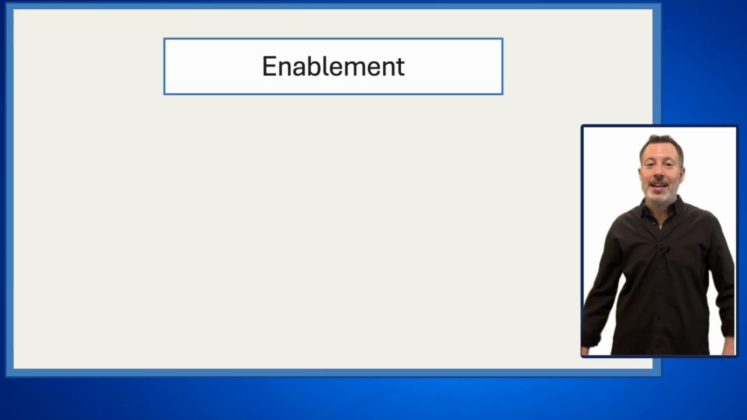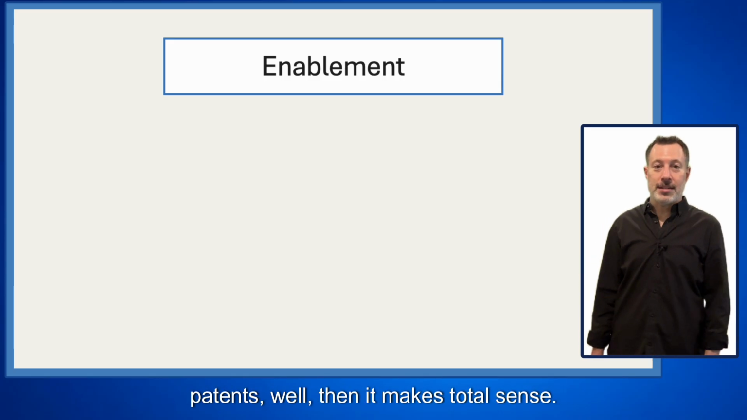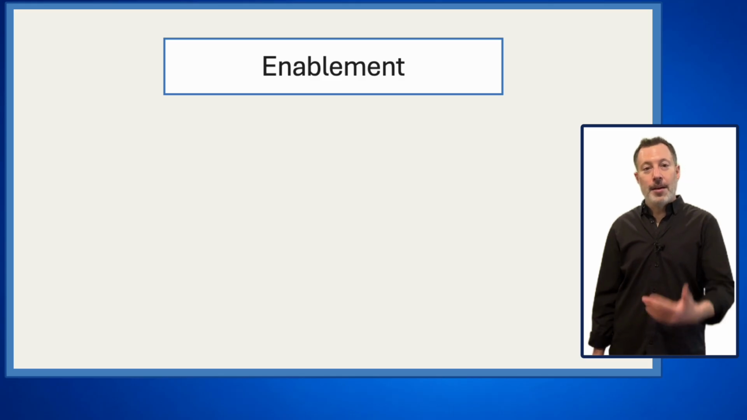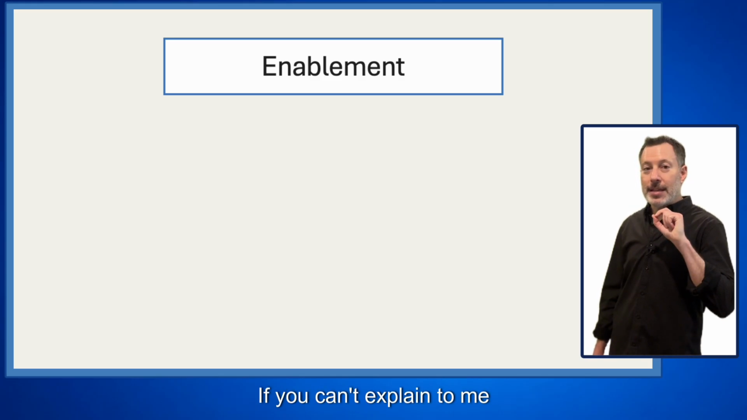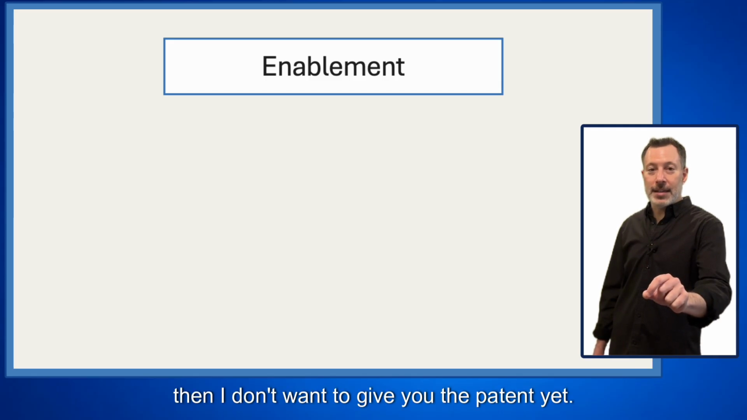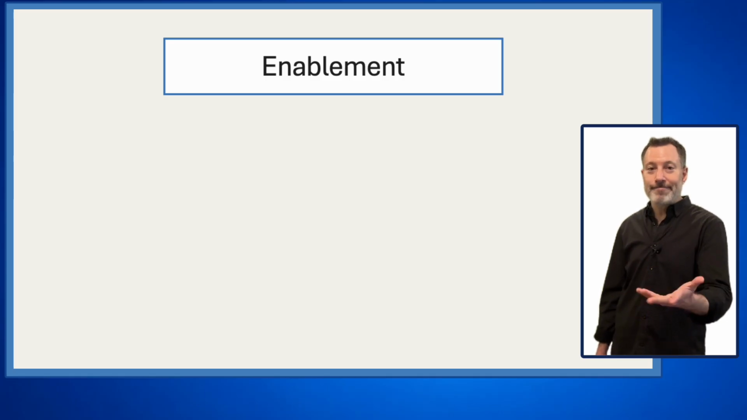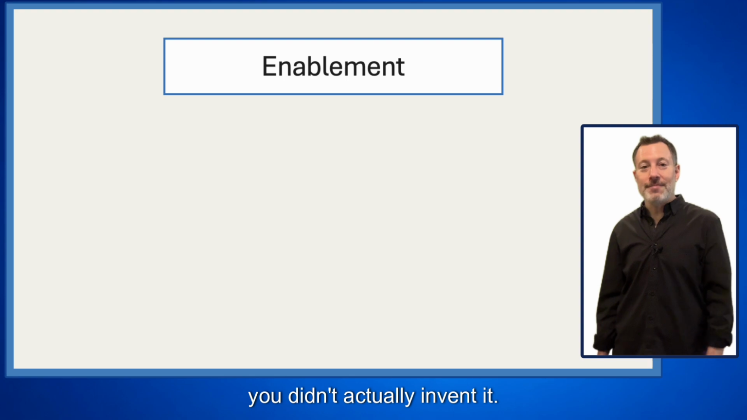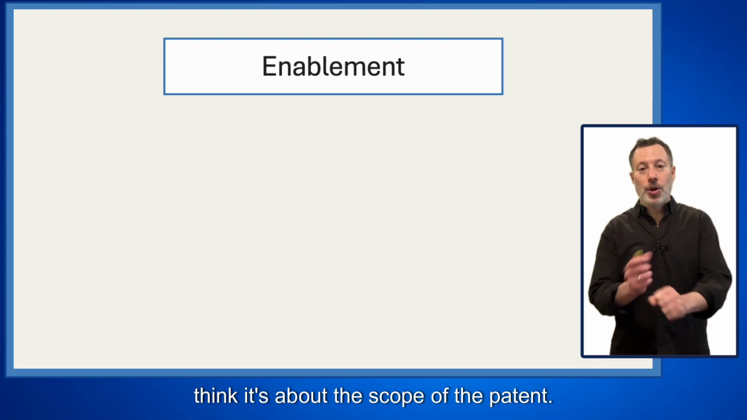And again, it depends how you think about it. If you're of the view that we want people to read patents, well, then it makes total sense. Say enough that I could read it. My view is, it's just a check on scope. If you can't explain to me enough of how it works, then I don't want to give you the patent yet. If the thing you're claiming is something you can't explain, maybe you didn't actually invent it. Maybe you should be doing a little more work first. I think it's about the scope of the patent.